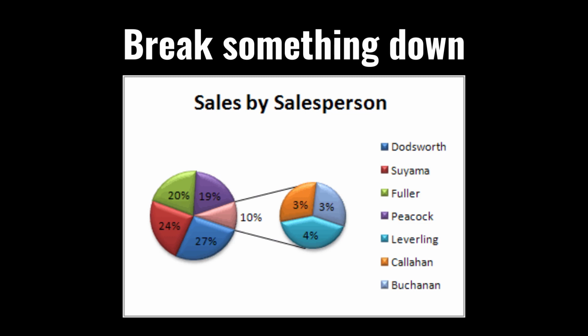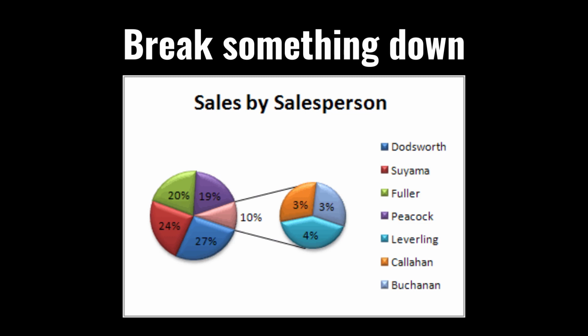Now, if you take a look at the chart on the screen, this has taken sales information for an organization and broken the information down into the achievements of individual salespeople so that you can see what each individual salesperson has achieved. It's easier to understand the information. So to break something down means very simply to take something that is complicated and make it easier to understand.